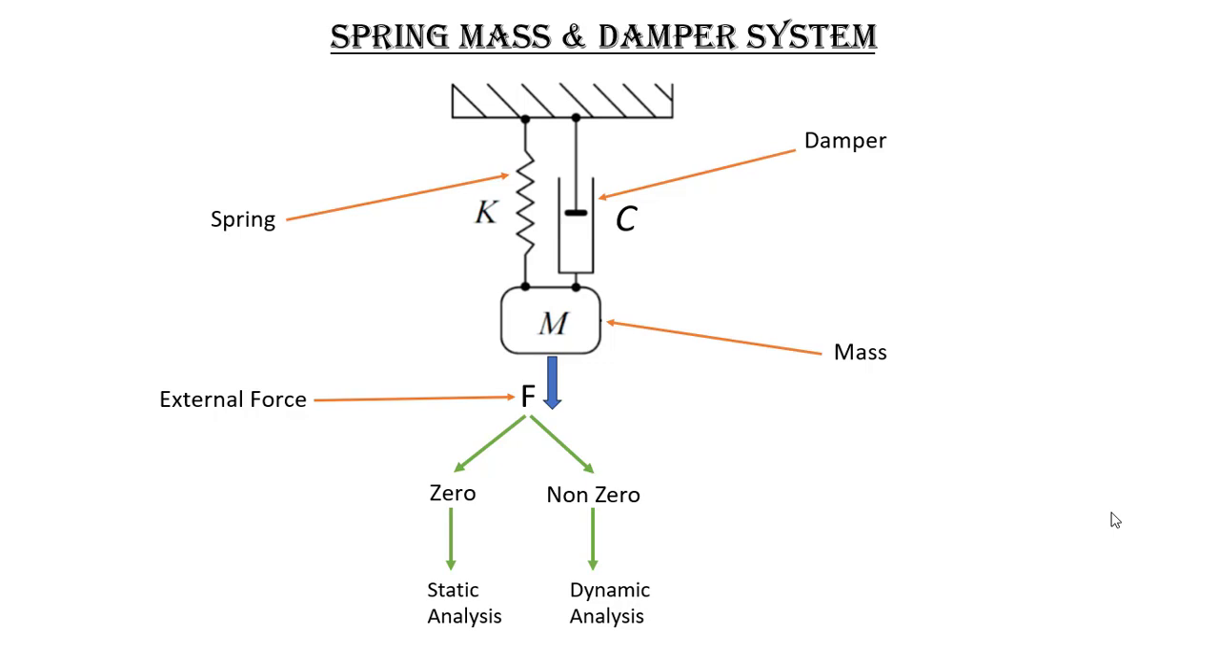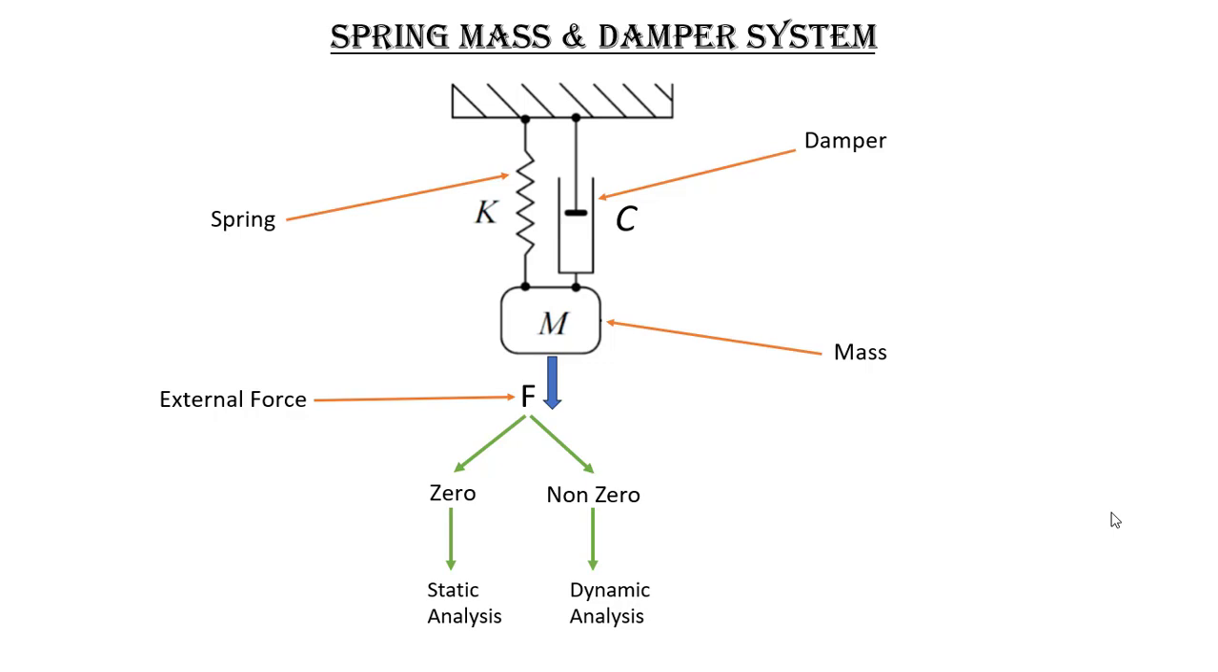In this video, we will talk about the spring mass and damper system, and we will see how it helps in understanding the different types of mechanical analysis. So there are three components in a spring mass and damper system. The first component is the spring, the second component is the damper, and the third component is the mass, which is suspended over the spring and damper. The external force F may be there or may not be there.